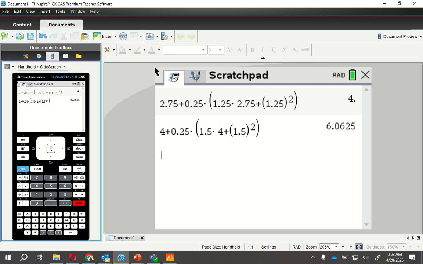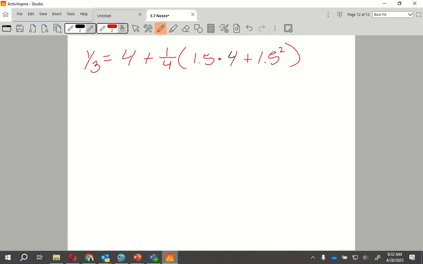I get 6.0625. Or it rounds to, what do I always round to? Third, right? 0.63.